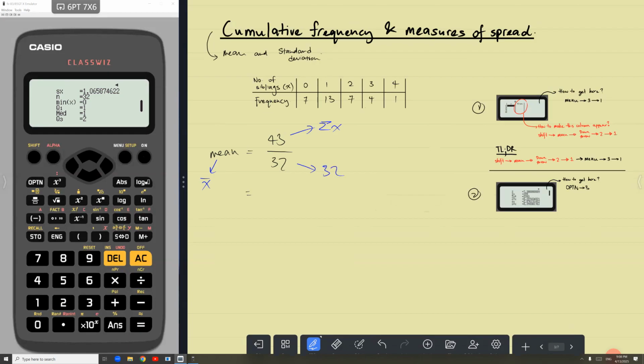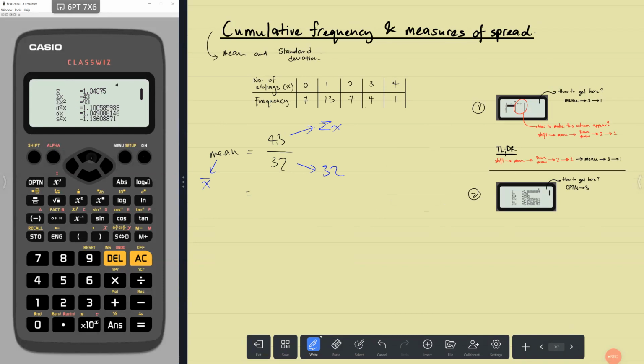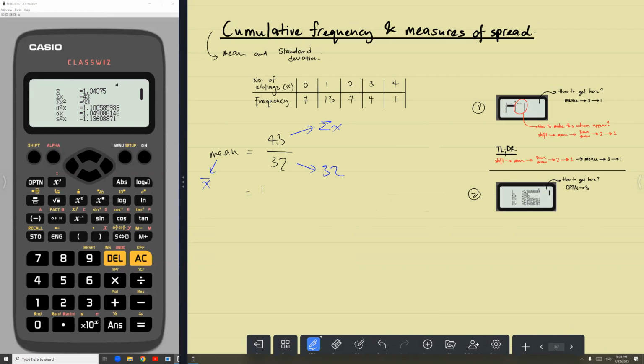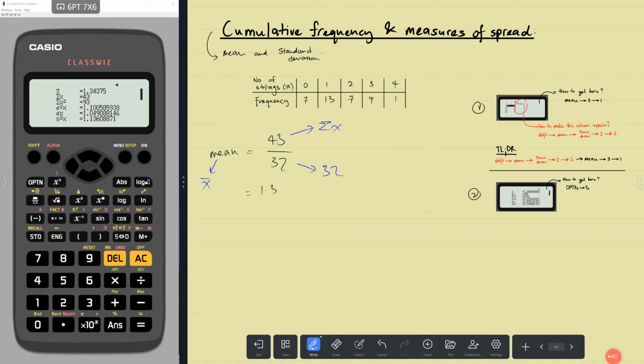There's no need to type any working on the calculator. The answer is already there. X bar is 1.34375. It's an exact answer, so you do not round it off. So one student has around 1.34375 siblings.